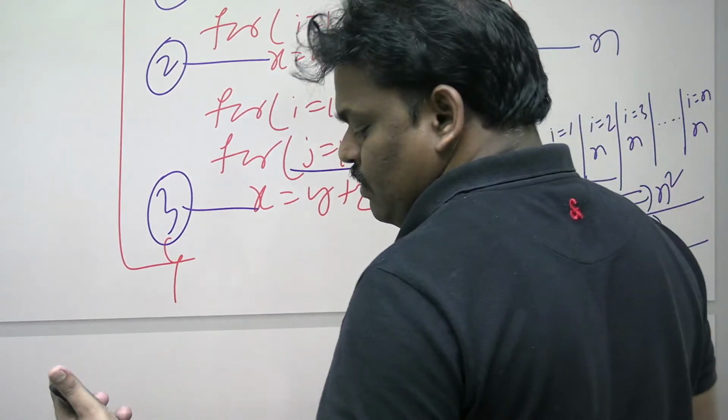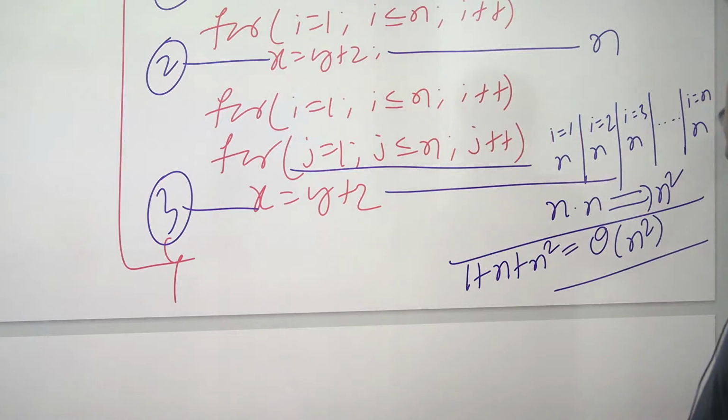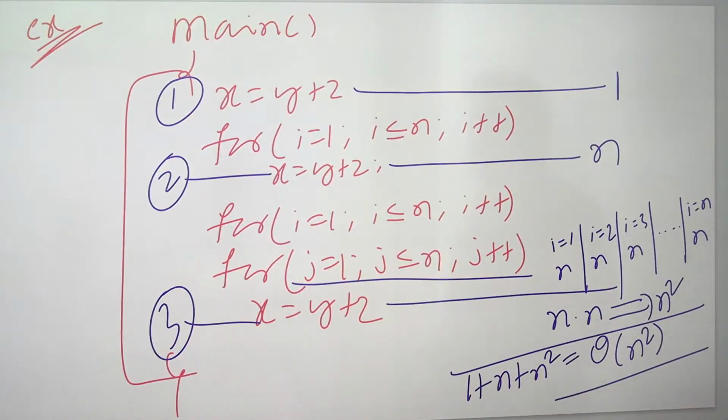Fine. So this program's time complexity is going to be theta of n square. The first statement is 1 time, the second statement is n times, the third statement is n square times.